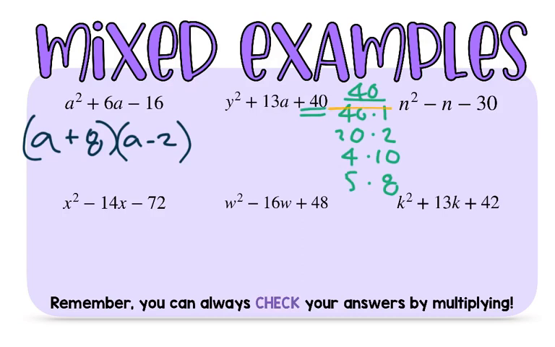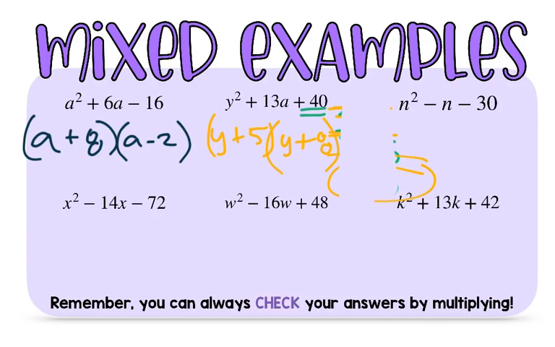40 plus 1? No. What about negative 40 minus 1? What if they were both negative? Well, then that'd just be negative 41, so still doesn't work. How about 20 and 2? If I add them, I get 22. If they're both negative, I get negative 22, so that doesn't work. 4 and 10? If you add them, you get 14. If they're both negative, you would get negative 14, so that doesn't work. How about 5 and 8? Well, 5 plus 8 is 13, so that'll work. And they're both positive because I was dealing with a positive 40. So let's write that down. y plus 5, and then y plus 8. Again, it doesn't matter. If you had written the y plus 8 one first, it doesn't matter. That's still correct.